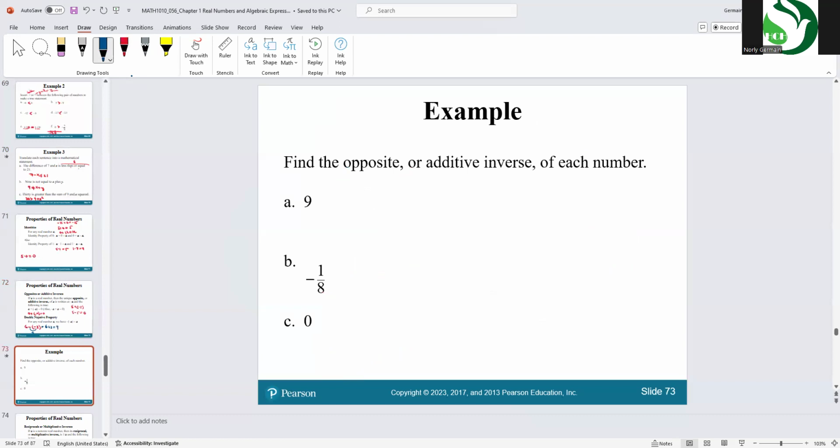Let's see what we can have here. Find the opposite or additive inverse of each number. For 9, what would be the opposite? Yes, negative 9. How about the opposite of negative 1/8? Yes, positive 1/8. How about the opposite of 0? It is 0, because negative 0 or positive 0 doesn't make any effect on it, so we're just going to keep it like that.